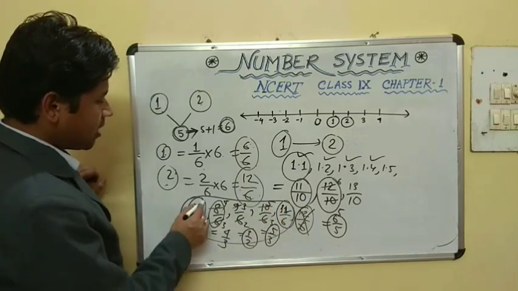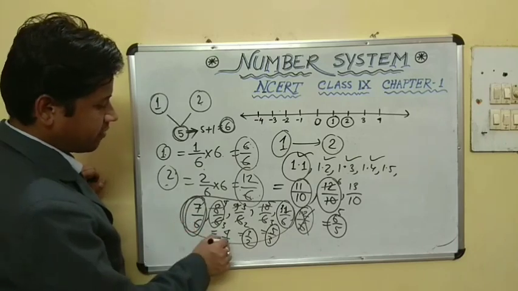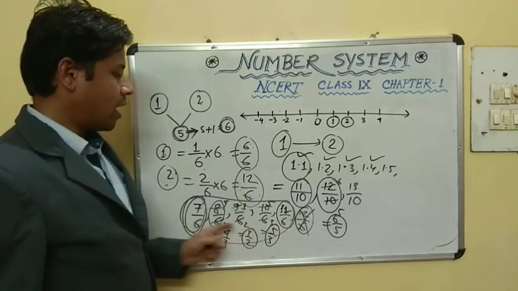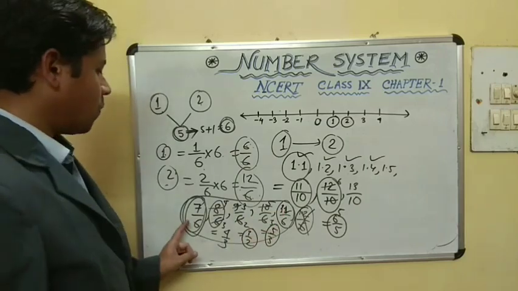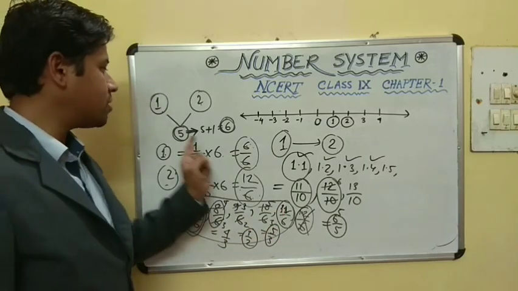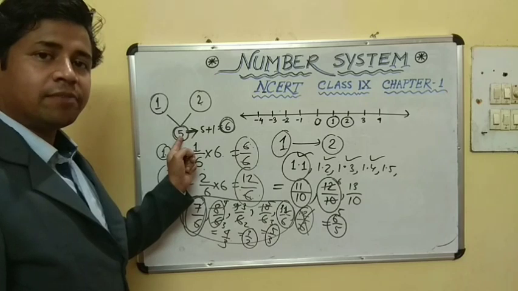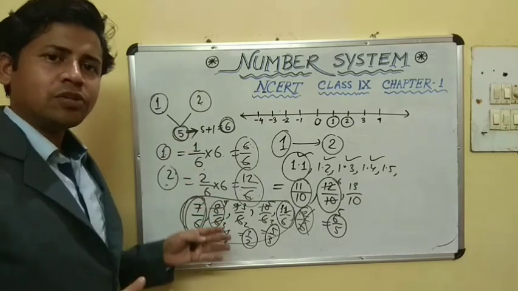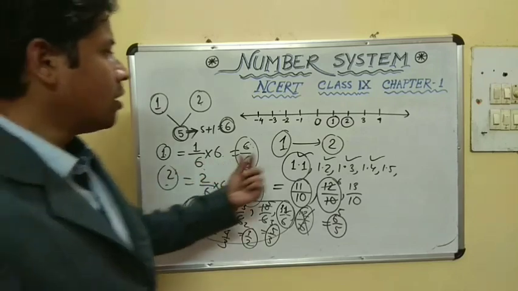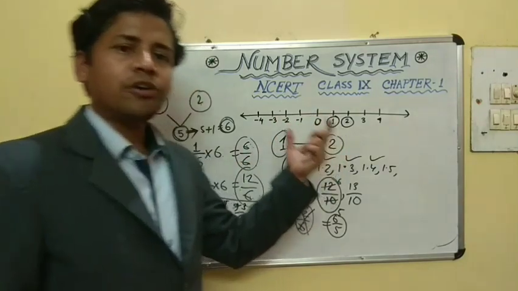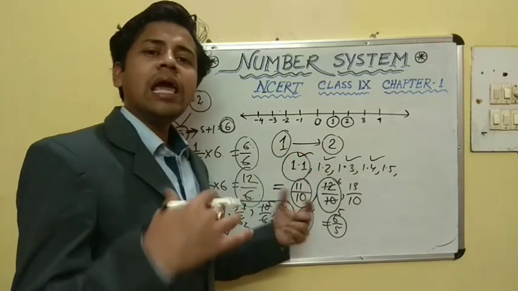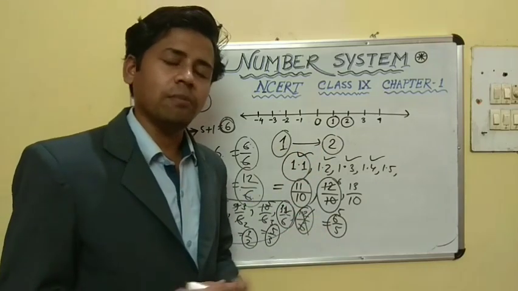So the required numbers are 7 by 9, 4 by 3, 3 by 2, 5 by 3 and 11 by 6. There are 1, 2, 3, 4, 5 numbers. We have to find out the 5 numbers. So that's all. I think it is clear to us how to find out the finite or required numbers of rational numbers between any two given rational numbers.